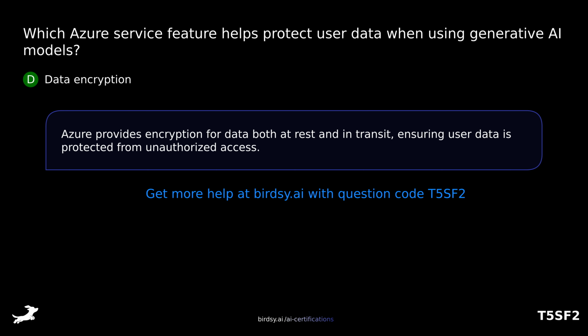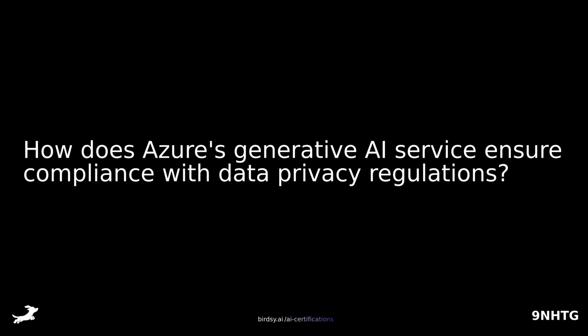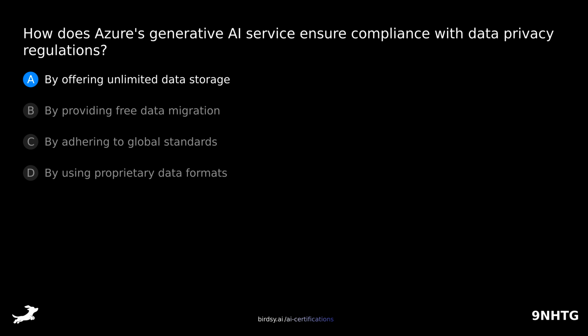Azure provides encryption for data both at rest and in transit, ensuring user data is protected from unauthorized access. How does Azure's generative AI service ensure compliance with data privacy regulations? Is it A, by offering unlimited data storage, B, by providing free data migration, C, by adhering to global standards, or D, by using proprietary data formats? The answer is C, by adhering to global standards.